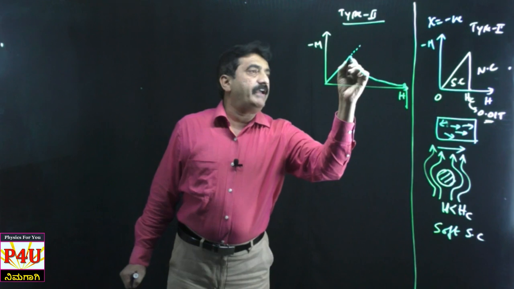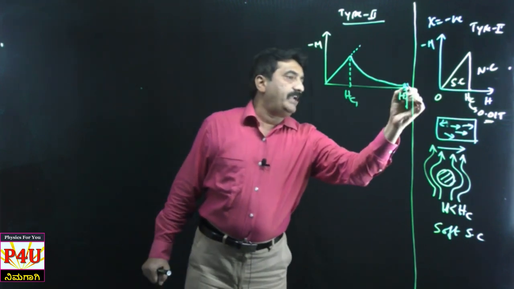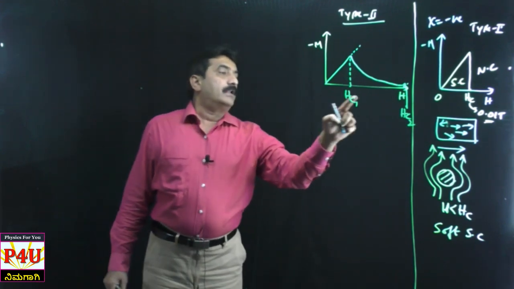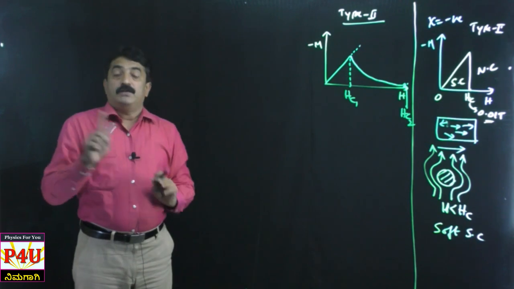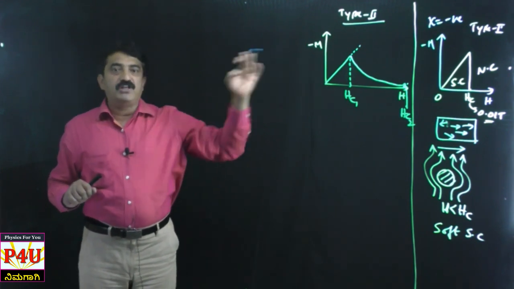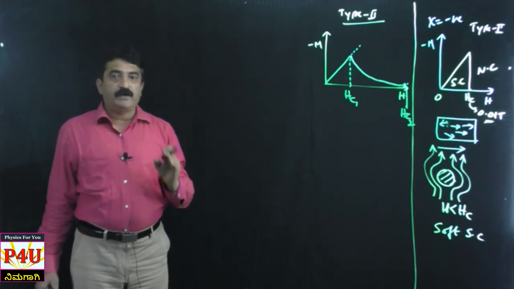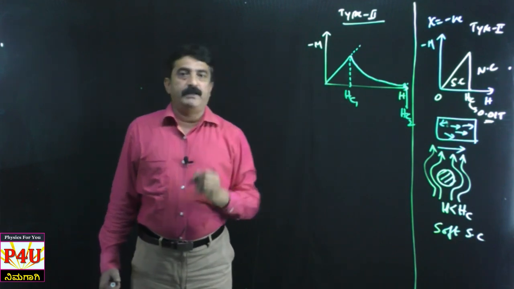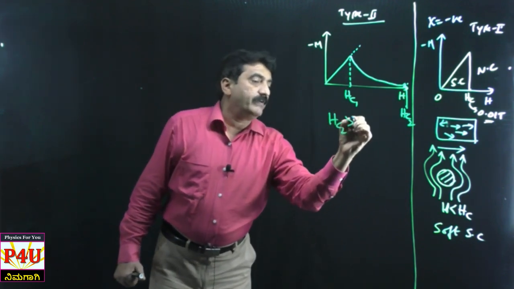So the point where the decreasing tendency starts is called critical field 1. The point where it finally vanishes is called critical field 2. So this way there are two critical fields in the case of type 2 superconductors. So now you got the answer. That means the superconducting property is not vanished once and for all. Like in type 1, it vanishes abruptly, but here it is a gradual vanishing. So in type 2 superconductor, the decreasing tendency starts at HC1, and then finally it becomes zero at a very large value. HC2 is very much greater than HC1.